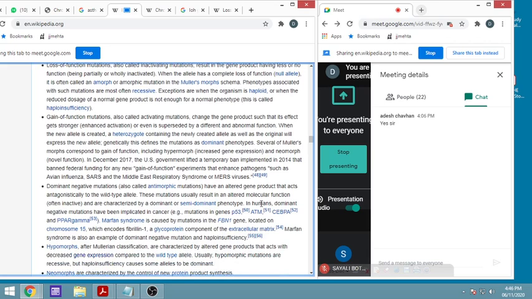Then next are dominant negative mutations. They are also called antimorphic mutations. They have an altered gene product that acts antagonistically to the wild type allele. Now one important thing is what is known as the wild type allele. Wild type means when it was first found, whenever the researcher first studied it, they found that this type of genetic structure gives rise to this kind of protein. So this is known as the wild type allele.